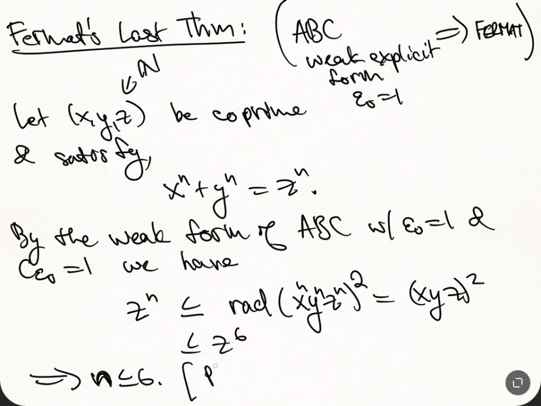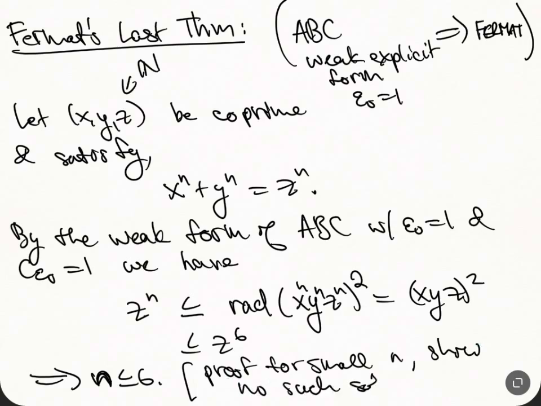And then there are proofs for small n, and they show no such solution exists for n greater than or equal to 2. Even Euler has a case, I think. Does Euler have a case? I don't remember.